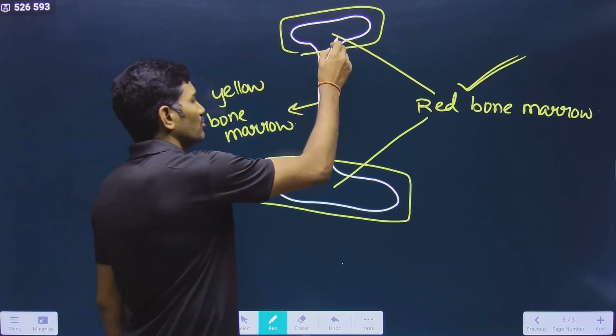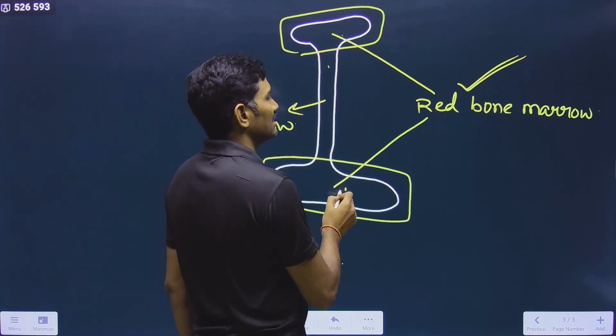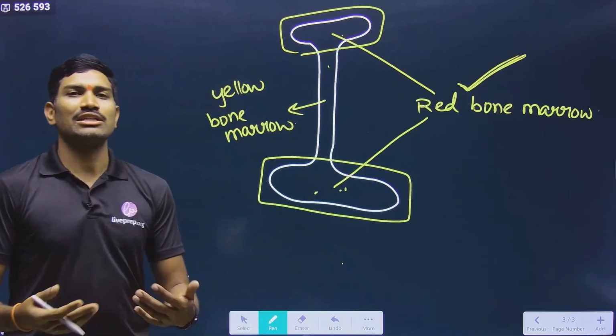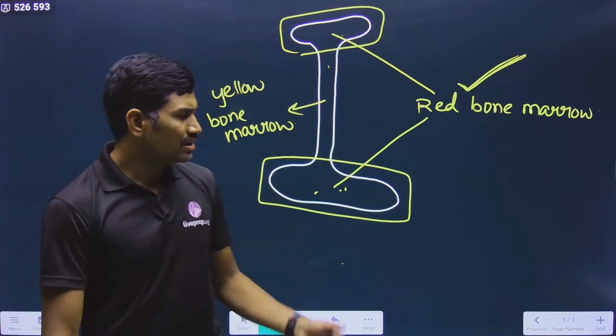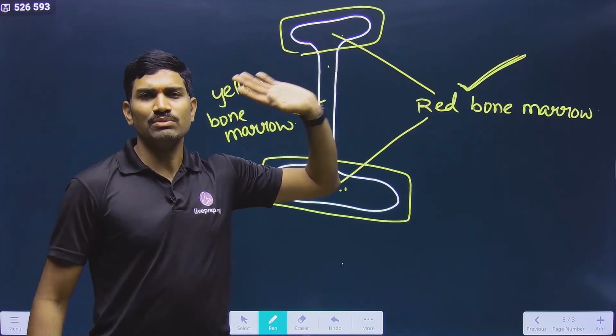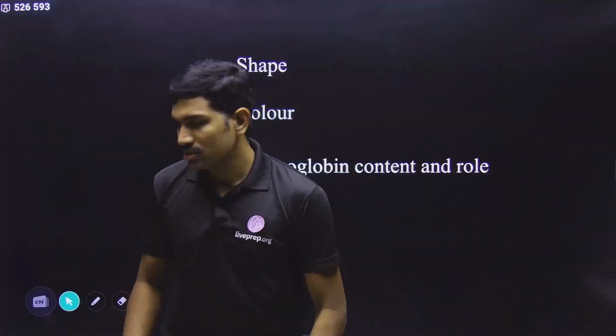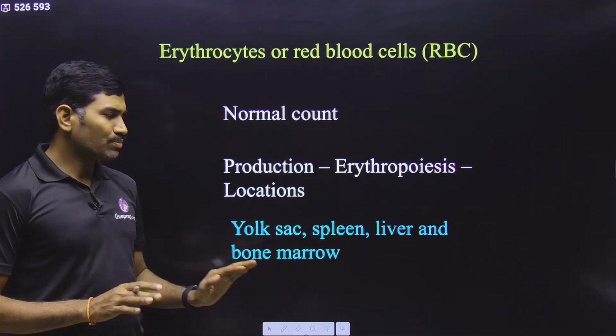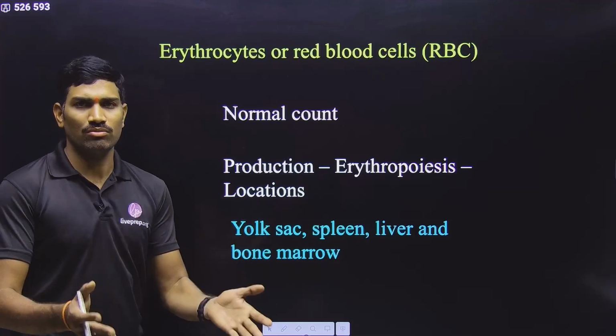For the long bones you will see these ends, and at these ends on the inner side you will find the red bone marrow. From this red bone marrow, the blood cells production will occur. So RBC production is also occurring from this one. Clear? So in simple terms, if you are talking about the location, it is produced from the red bone marrow. That's it.